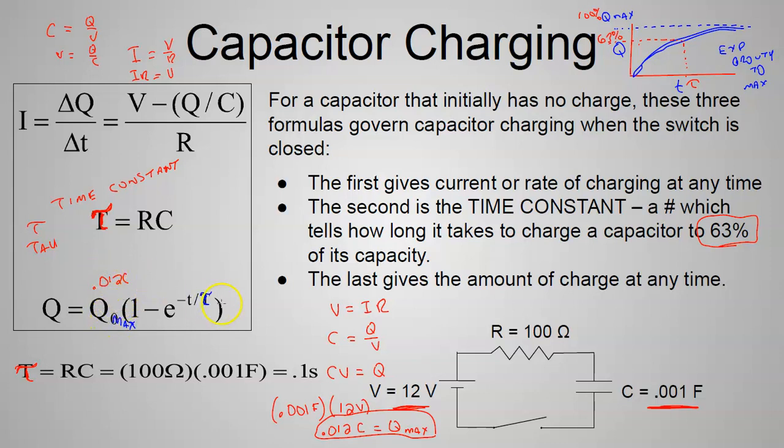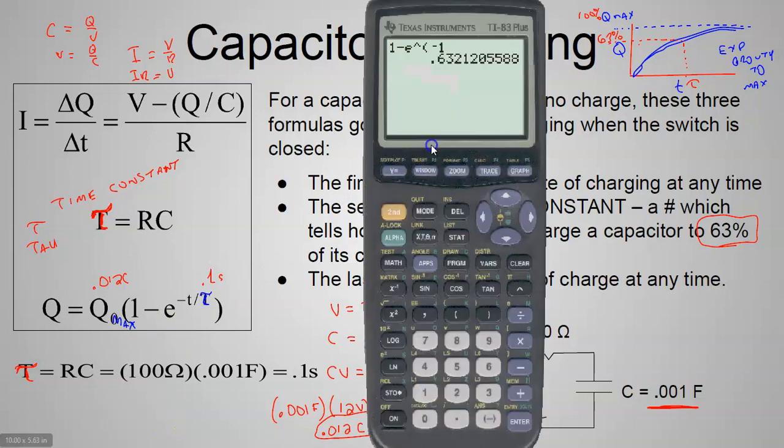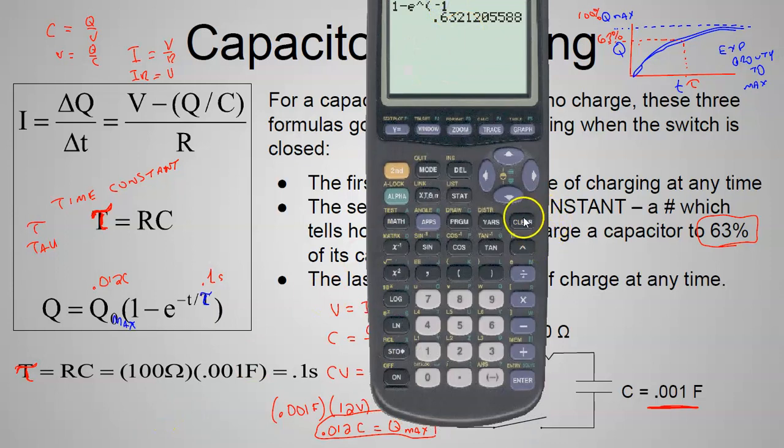The second thing you got to do is you got to get tau. And we've already done that right here. So you got to know what those two numbers are before you can do the rest of this thing. But after that, let's say that I close this switch and I want to know how much charge there is after 0.12 seconds. Well, I could come in here and put in my formula. Q equals Q max, and Q max was 0.012.